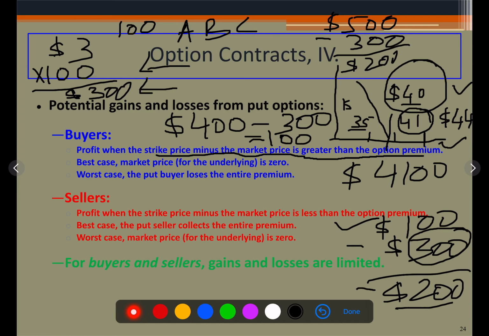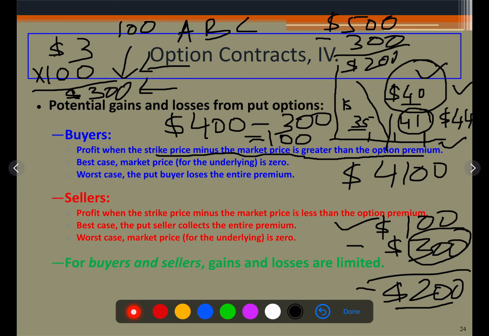So the best case is this, that the market price is zero. If my stocks become worthless, I still have the right to sell at this $40, right? So I'll be able to sell my 100 shares for 4,000 and my net profit will be 3,700. Remember, I paid 300 in premium, right? What is the worst case scenario? I will lose my whole premium, the same thing.